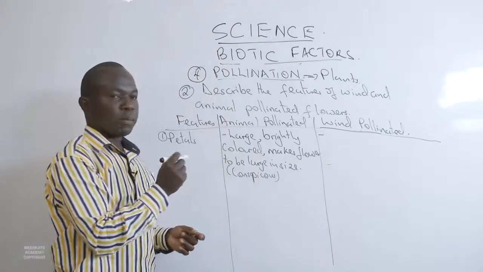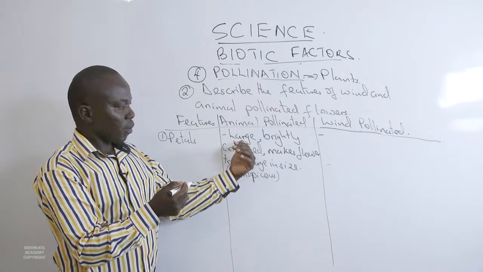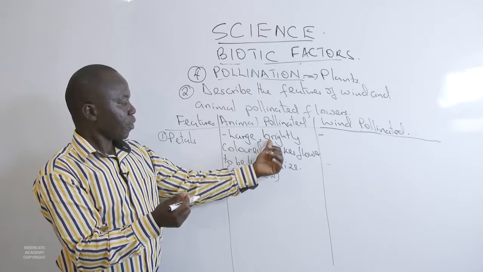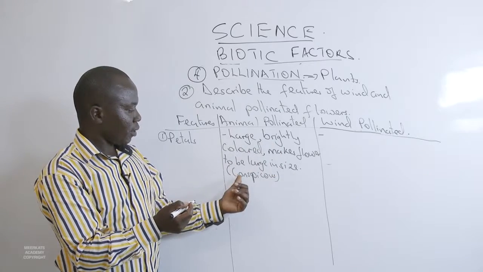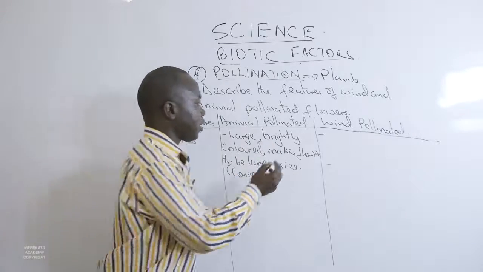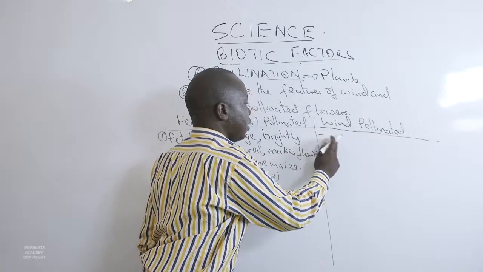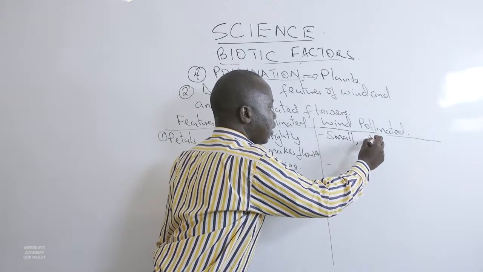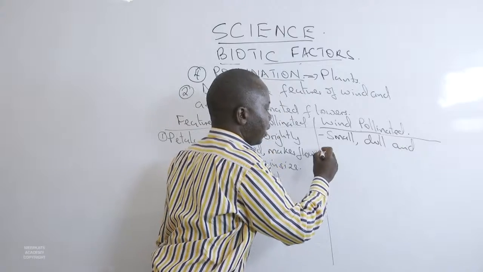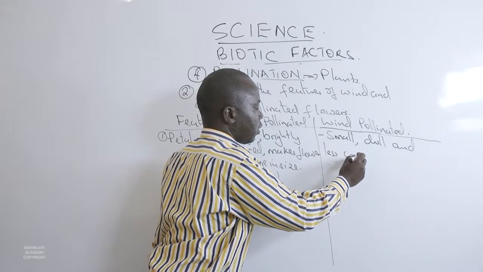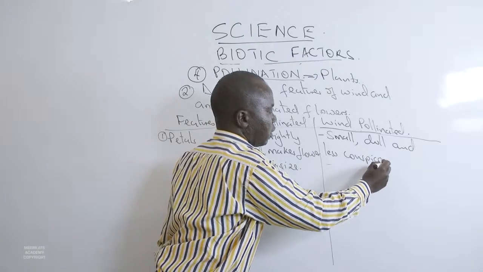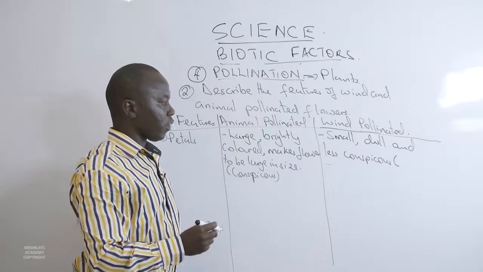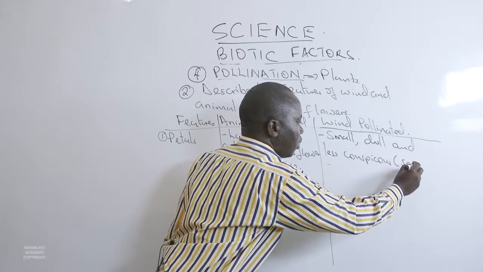And then the contrast for wind pollinated will be opposite. Large, it is small. Bright, it is dull. And then conspicuous, small in size. So the petals are small, dull, and less conspicuous. So because of this, the size of flowers is small. Small sized flowers.